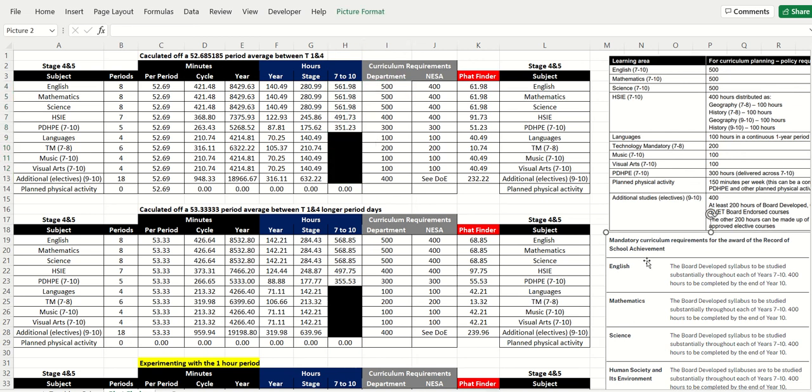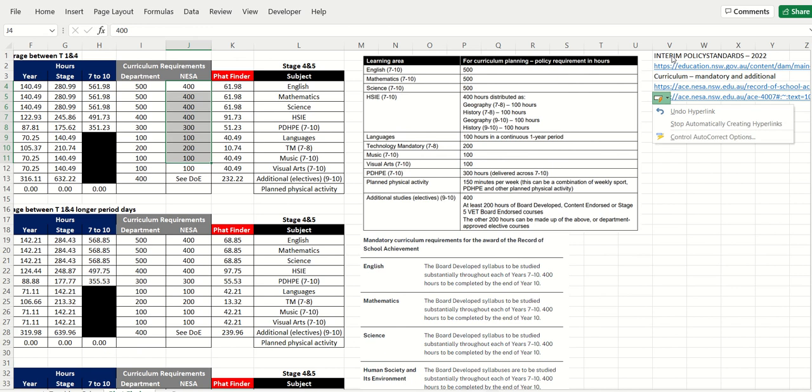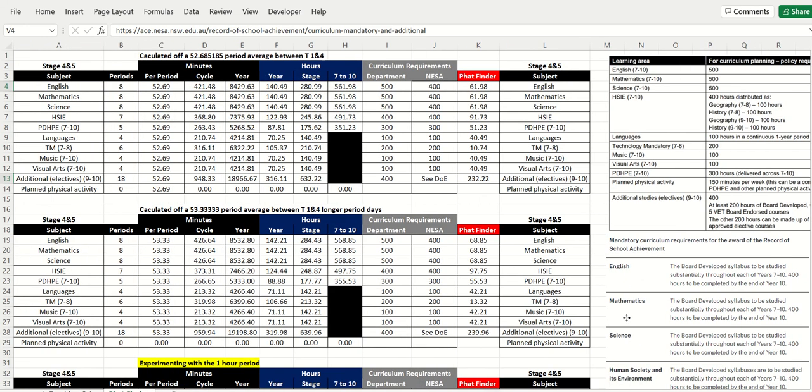I've then pulled in the department requirements and the NESA requirements, and I've hyperlinked over here all the requirements you might need to know. So there's all the interim policy, which brings in the department stuff, and all the ACE stuff is essentially, I think, ACE 303 and then ACE 406 through ACE 4010. So that basically covers all of them, but most of it's in here. So then I've brought that. Now I've done a Phat Finder calculation, which is basically the greatest.